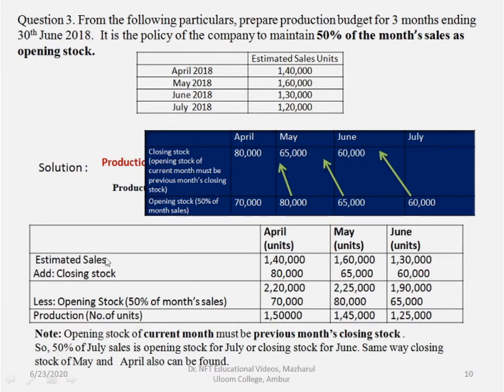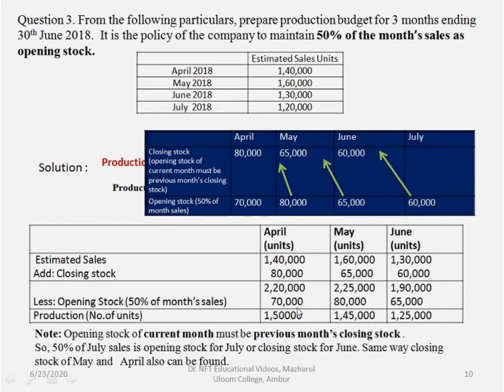Now we'll prepare the production budget. So estimated sales as it is: for April 1,40,000, 1,60,000 for May and 1,30,000 for June. Along with that we will add the closing stock. Closing stock is 80,000. We have put it in the working notes here: 80,000, 65,000 and 60,000. So if you add this, you get 2,20,000, 2,25,000 and 1,90,000.